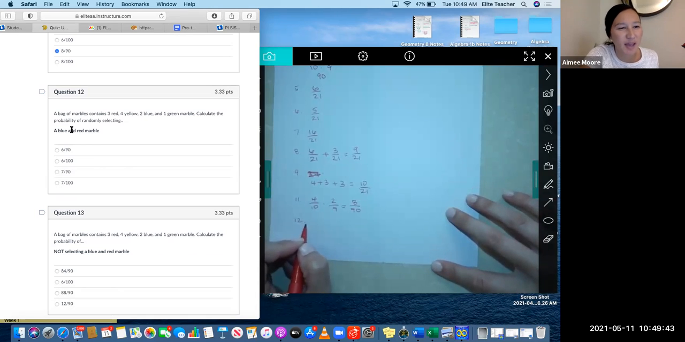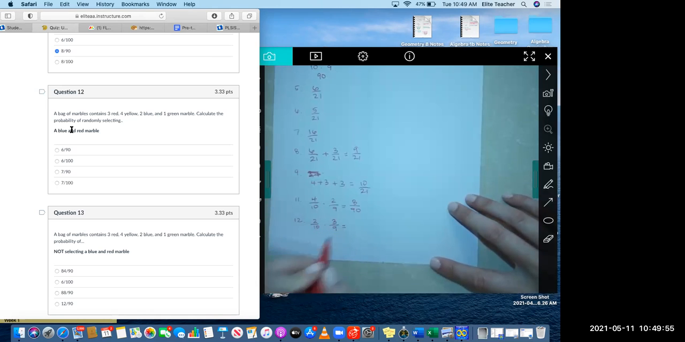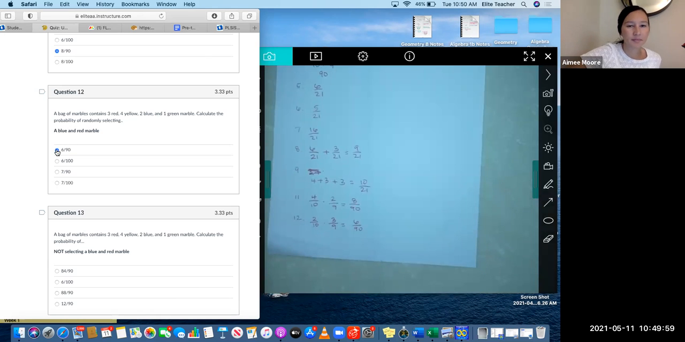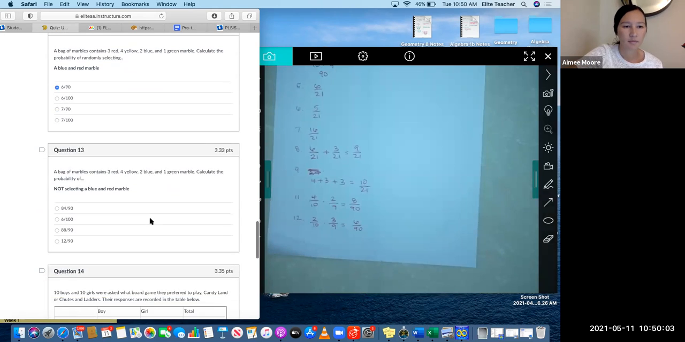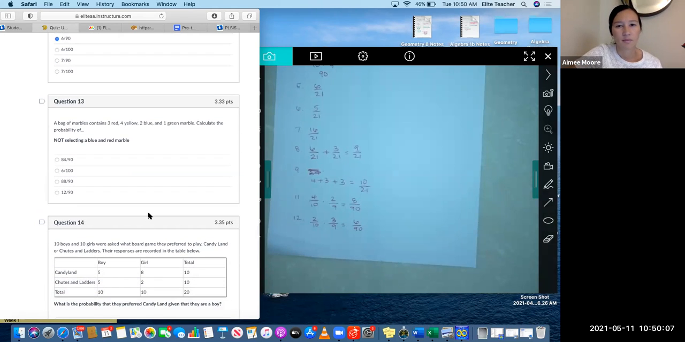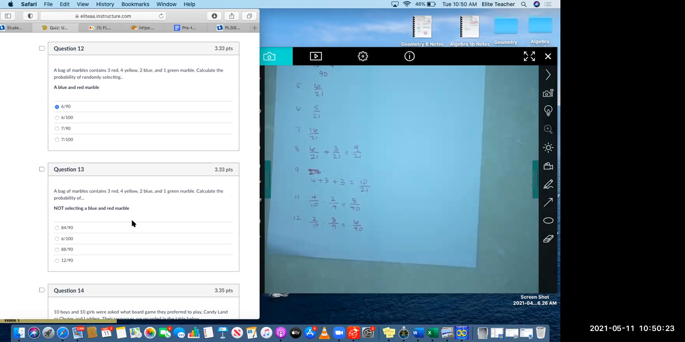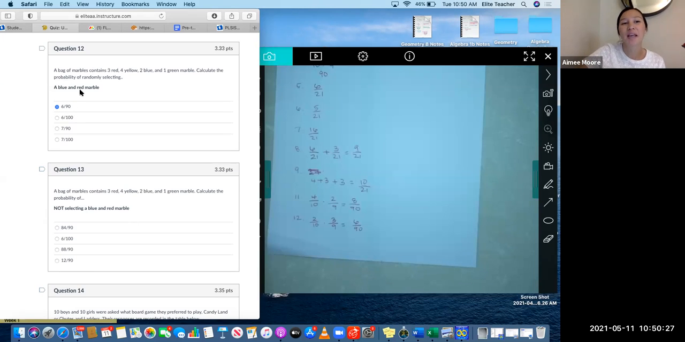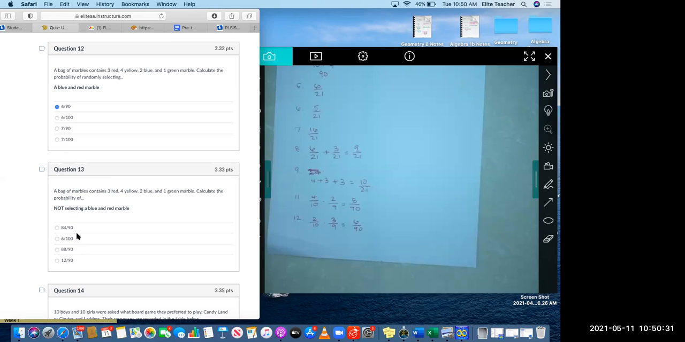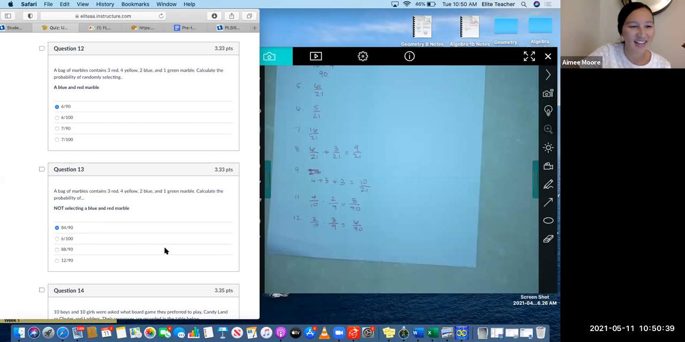Okay, so what would be the probability of picking a blue marble? 2 over 10. Yep. And then a red marble? 3 out of 9. Yep. So 6 out of 90. Okay, and then what would be the probability of not selecting a blue and red marble? Come on, Rick. You at least know this, right? The probability was 6 out of 90 of picking blue and red, so of not would be 84 out of 90. Yep.